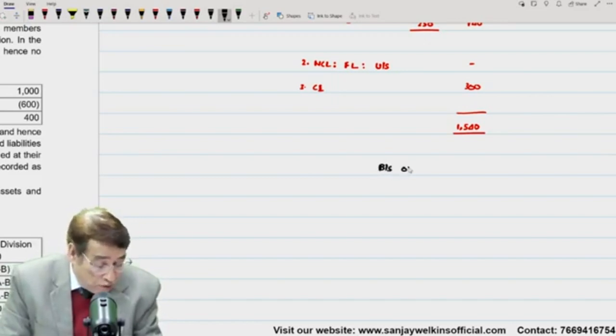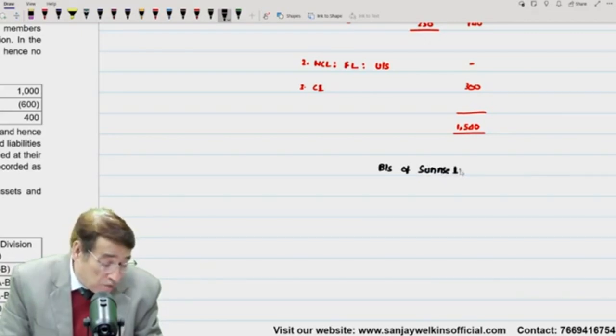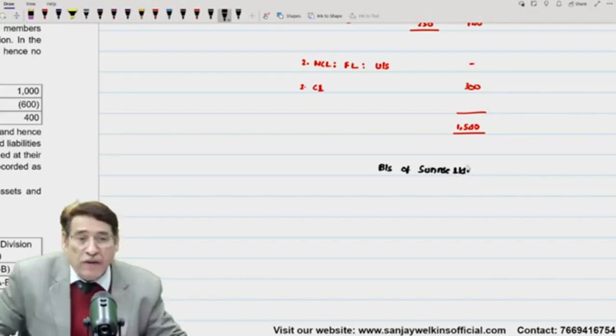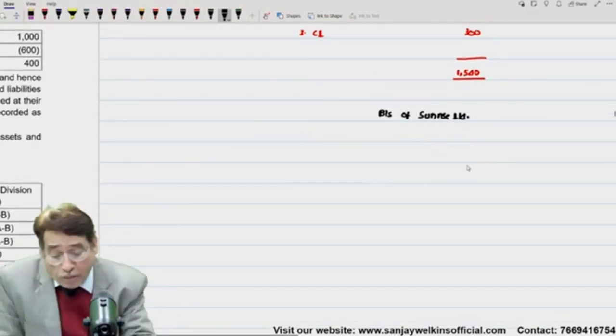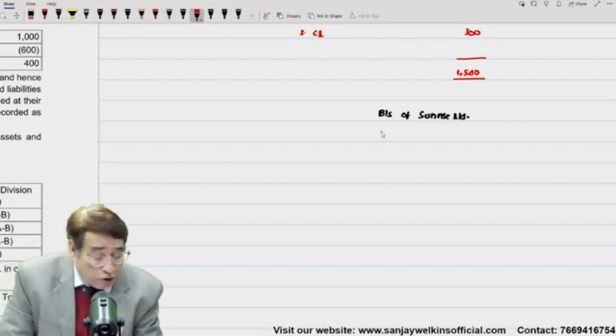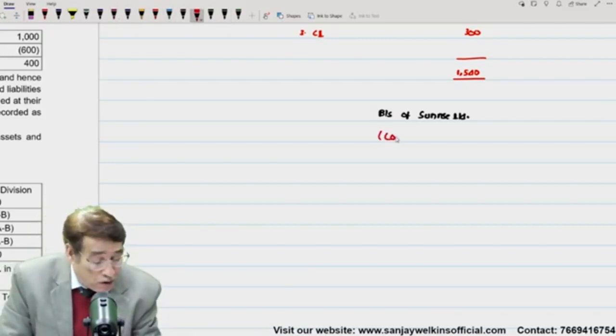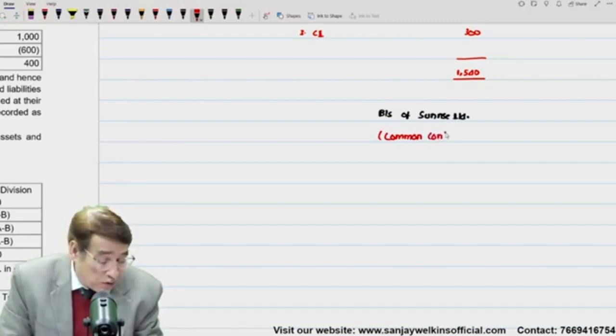Balance sheet of Sunrise Limited. I told you it's a pretty long question. As far as balance sheet of Sunrise Limited is concerned, I am talking about it now. Now you presume you are the Sunrise Limited. And in the books of Sunrise Limited, we have to adopt common control method. Why common control? Because consideration was discharged directly to the Diverse Limited. Isn't it?